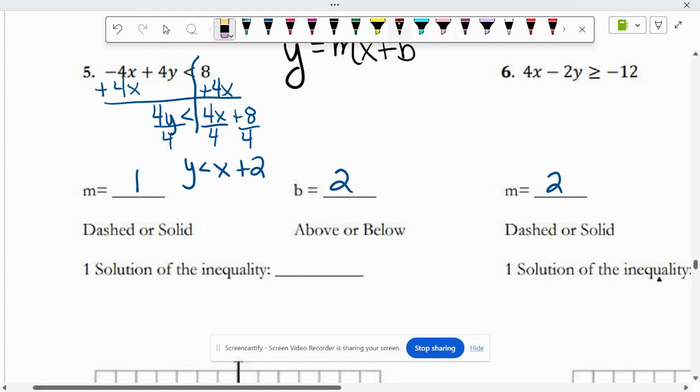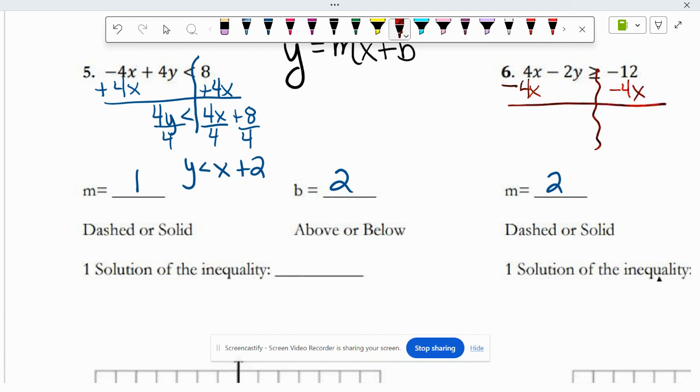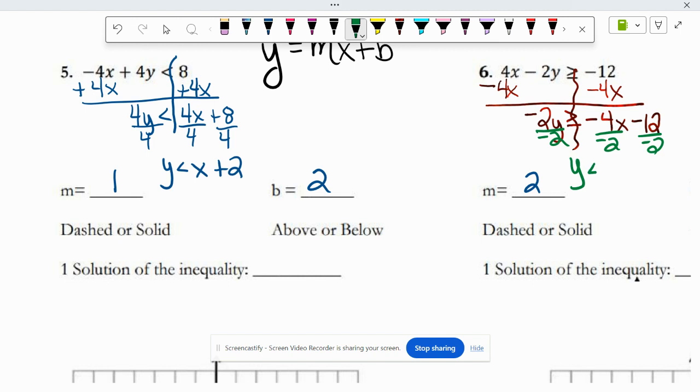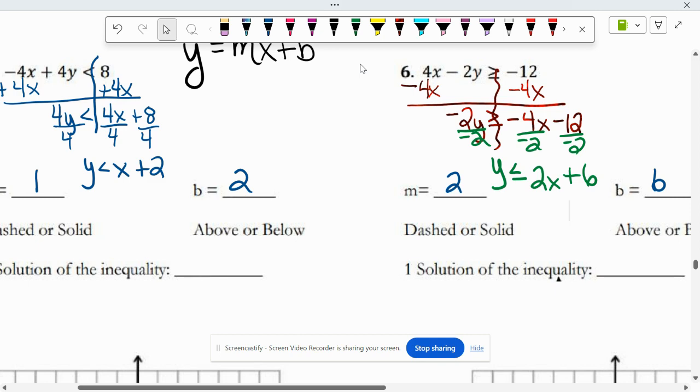When I look at number 6, I have to subtract 4x from both sides. And when I do that, I have -2y is greater than or equal to -4x minus 12. But I have to solve by dividing by a negative. And remember, when you divide by a negative, you have to flip your inequality, right? So y is less than or equal to a negative divided by a negative is a positive 2x plus 6. So my slope is 2, and my y-intercept is 6. Okay?